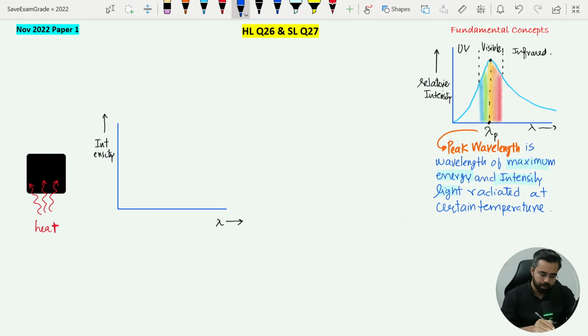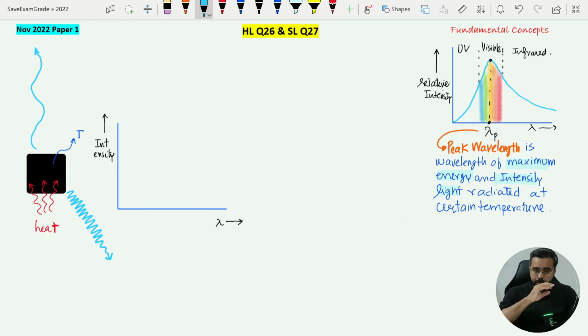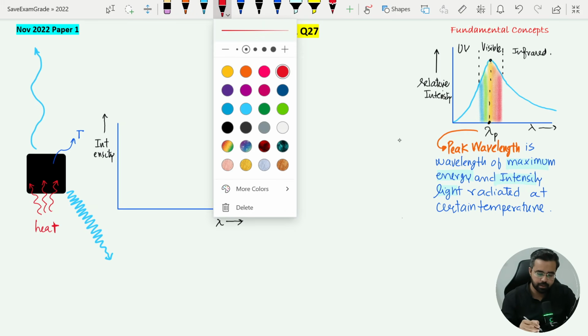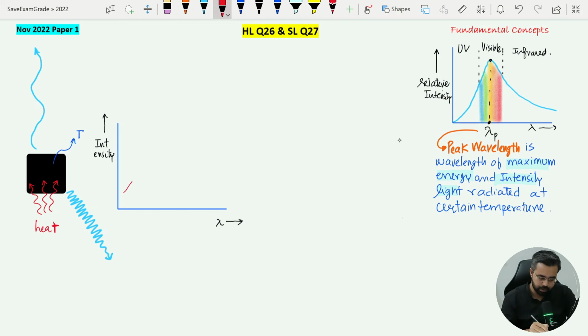A black body is at the temperature T, at which it is radiating the whole electromagnetic spectrum, ranging from the very long radio waves to the extremely small wavelength of gamma rays. But according to quantum mechanics, this radiated energy is not radiated in equal amounts; every light has a different intensity. And how does this intensity change? This intensity changes according to this curve.